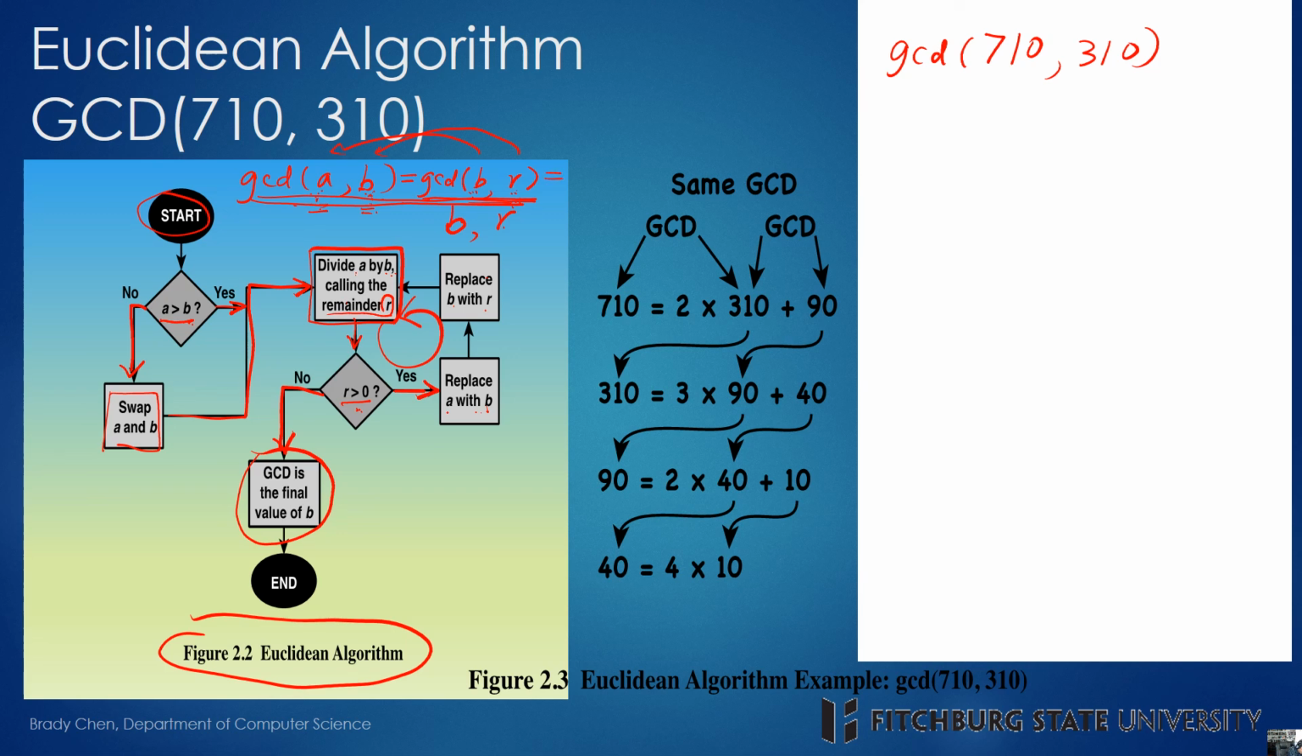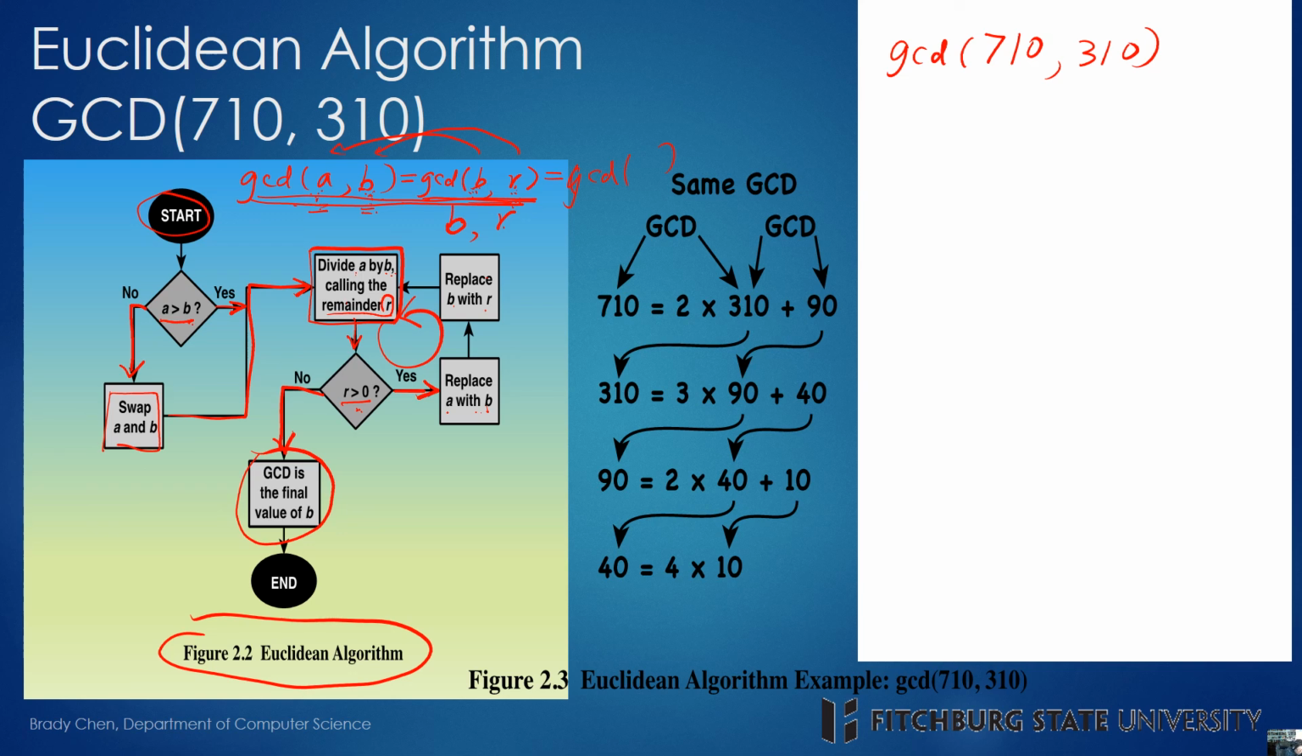Okay, so we're gonna replace B by R and replace R by B modulo R. That means divide B by R and take the remainder. So we're actually making the numbers smaller and smaller. Eventually, once R is 0, we finish.